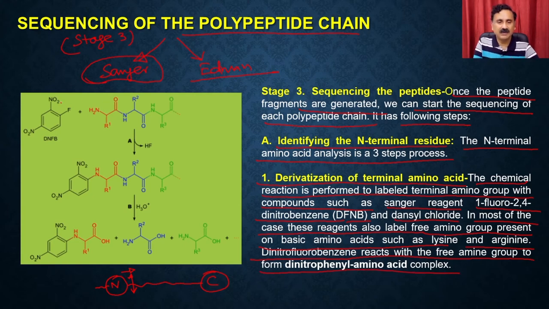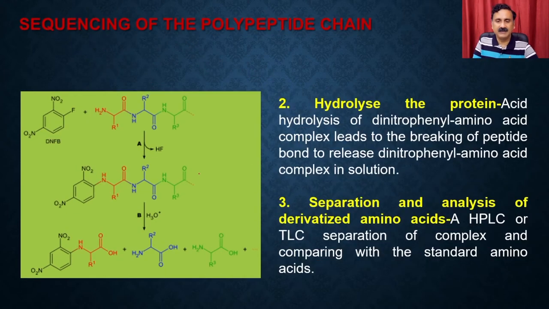So what we are going to do is take the DFNB and add it to the first amino acid, because it has a free amino group. In the presence of HF there will be a release of this group, and it is going to form a bond with the terminal amino group, and that's how the first amino acid R1 is labeled.